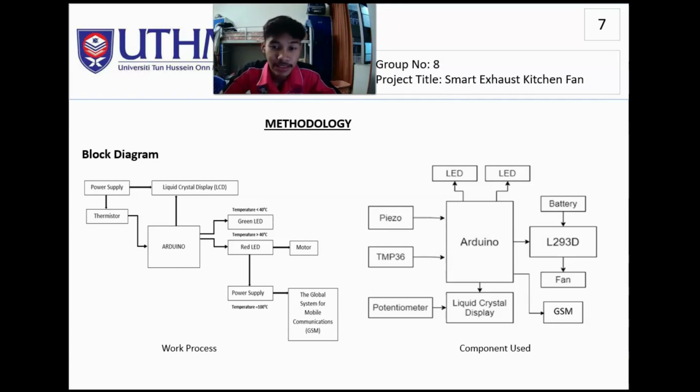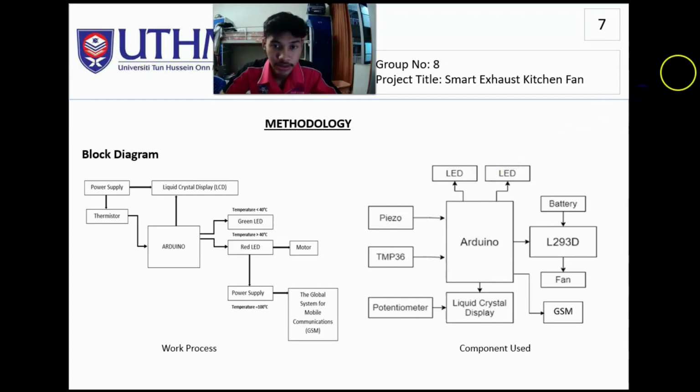The block diagram is divided into two parts, which are the work process and the component usage. The work process shows the working principle of this project step by step. Okay, and the component usage shows all of the components that we use to complete our project.